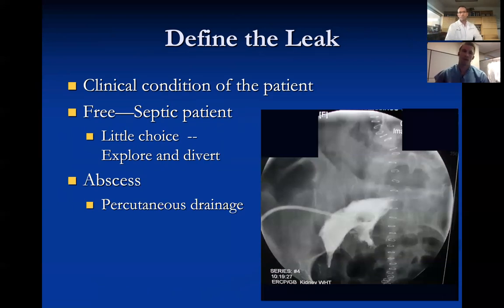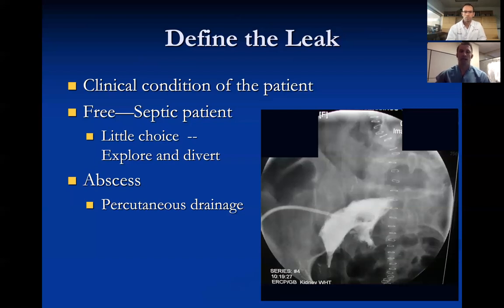Yeah, number one, you want to know about the clinical condition of the patient. We talked about that. That drives your decision making. If the patient's sick, if they're septic, you don't have a choice. It doesn't matter if it's 14 days and you're worried about adhesions and how stuck things are going to be. That patient needs to be explored and diverted. They can have a resection of that anastomosis and redo with diversion, or resection and just straight diversion, but they need to be addressed in the operating room.